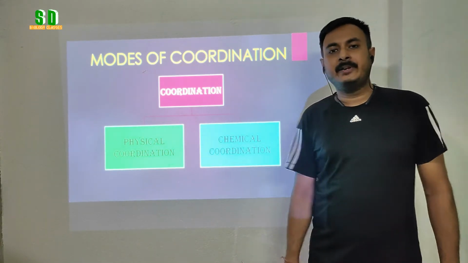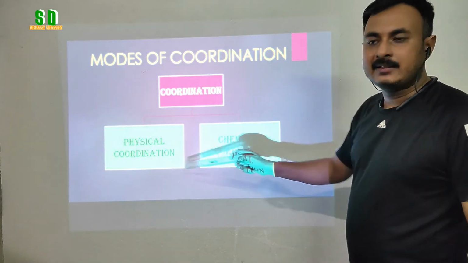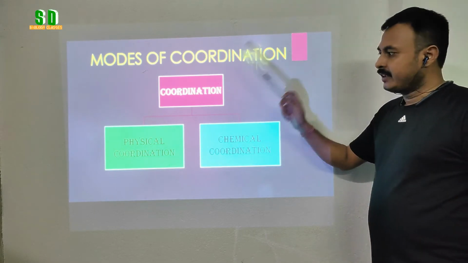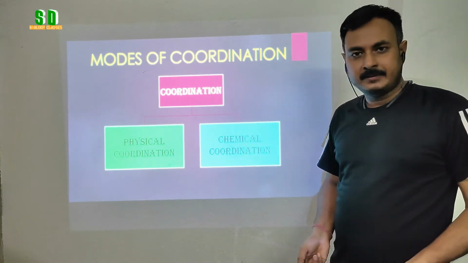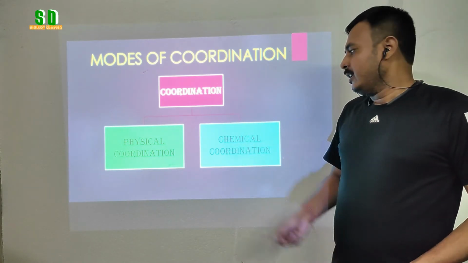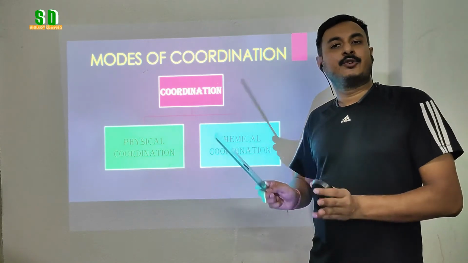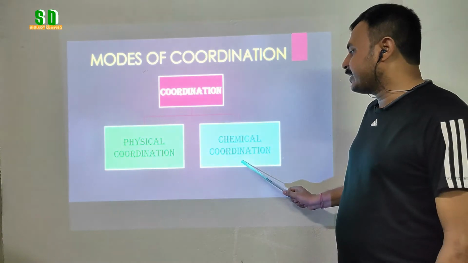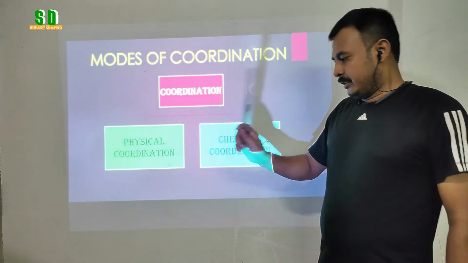But in the case of human beings or most animals, we have both physical as well as chemical coordination systems. See, in human beings, we have nerves, brain. Not only that, we have the endocrine system that releases different kinds of hormones. So we can say both physical coordination and chemical coordination are present in the human body or animal body.